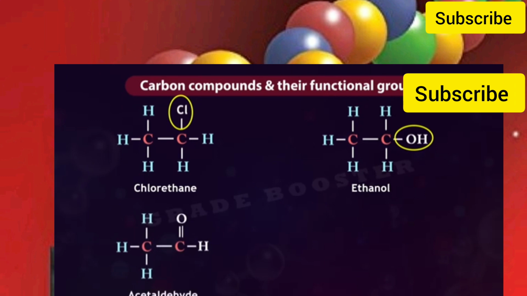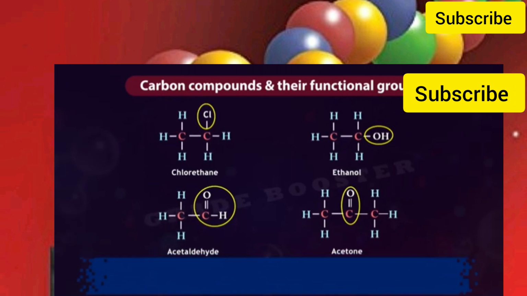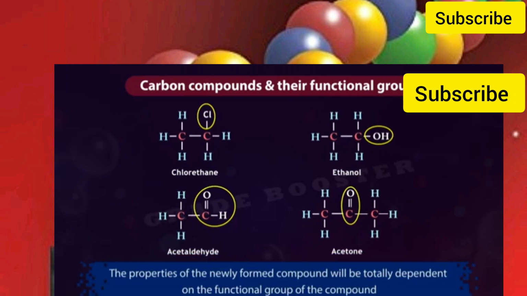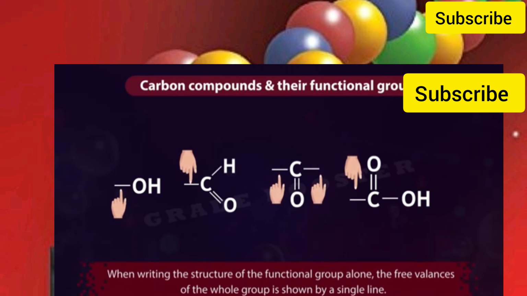This is acetaldehyde. CHO is the functional group. It is an aldehyde. This is acetone. CO is the functional group. It is a ketone. The properties of the newly formed compound will be totally dependent on the functional group of the compound. When writing the structure of the functional group alone, the free valencies of the whole group are shown by a single line.